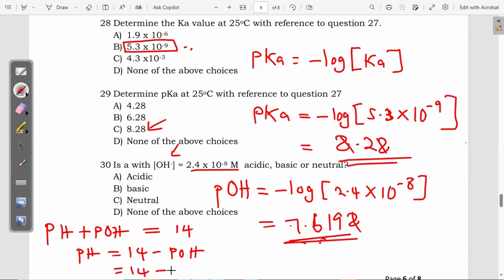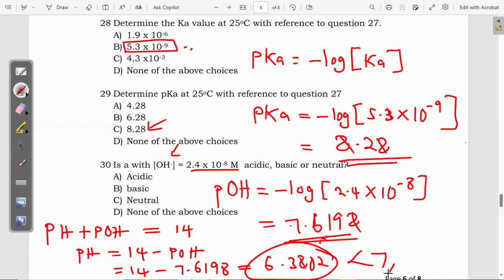So 14 minus the pOH, 7.6198. This will give me approximately 6.3802. And we see that this pH is actually less than 7. So it means this solution will be acidic. So I'm going to choose A there as my best answer.